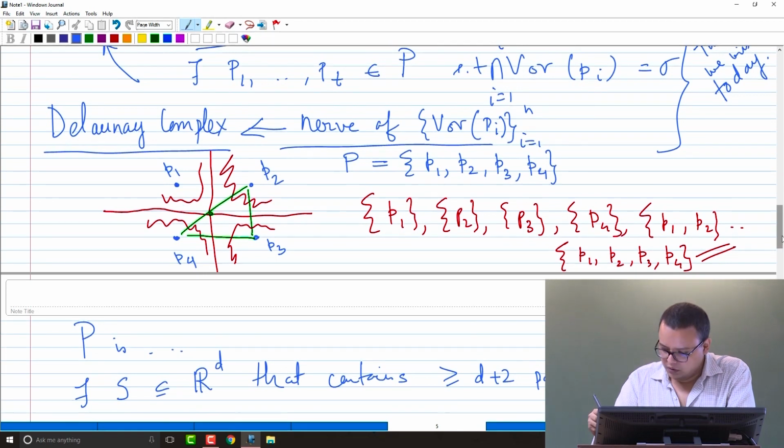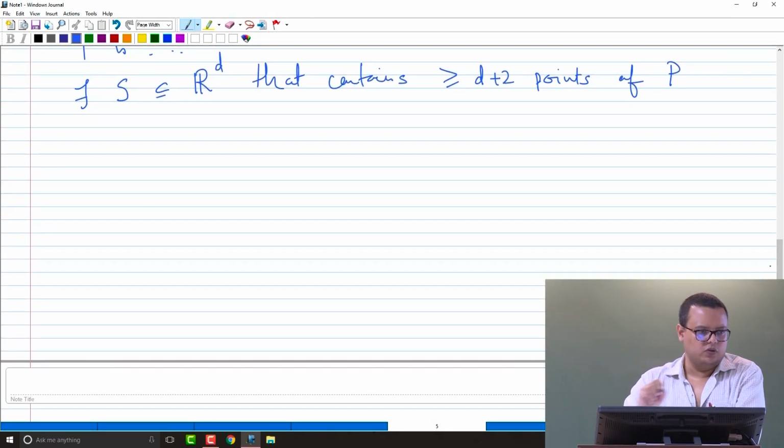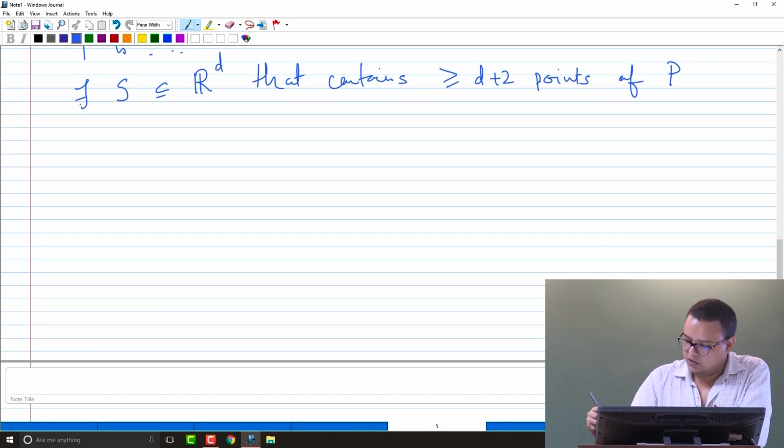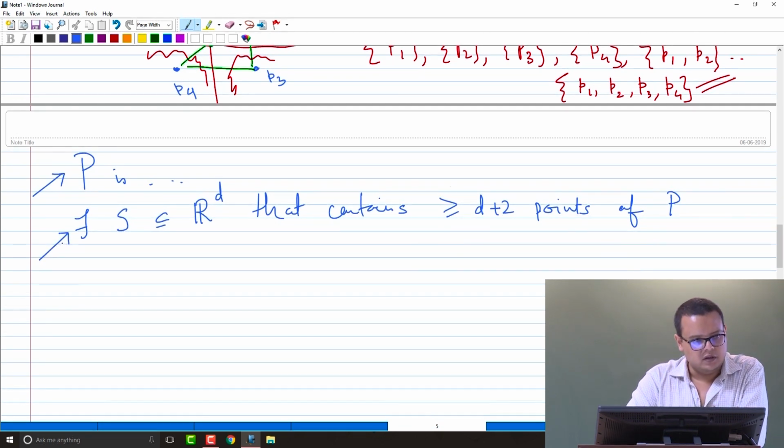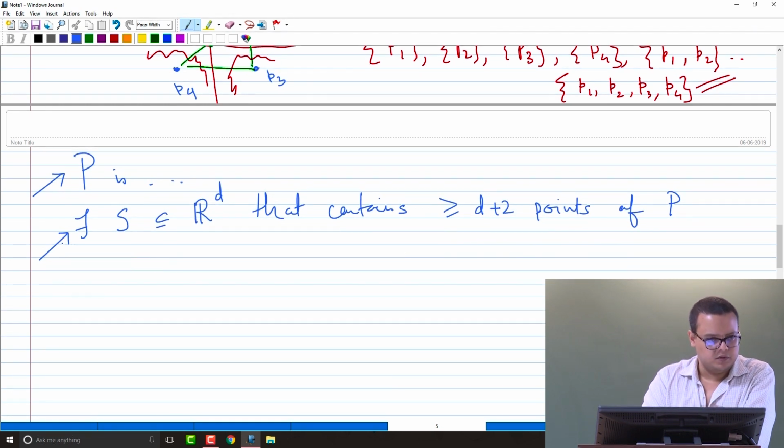So, one of the goals of these 2 lectures will be to show that if the general position assumption is true, both in terms of affine independence and in terms of spheres, then the Delaunay complex is embeddable in RD with the same point set. Not only that, it triangulates the convex hull. What do we mean by triangulates the convex hull? It is a simplicial complex that covers the convex hull of P. So, this is what we want to show.